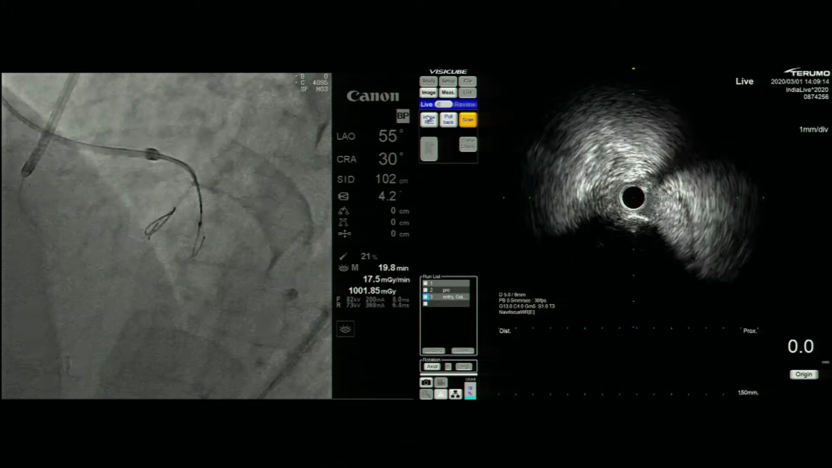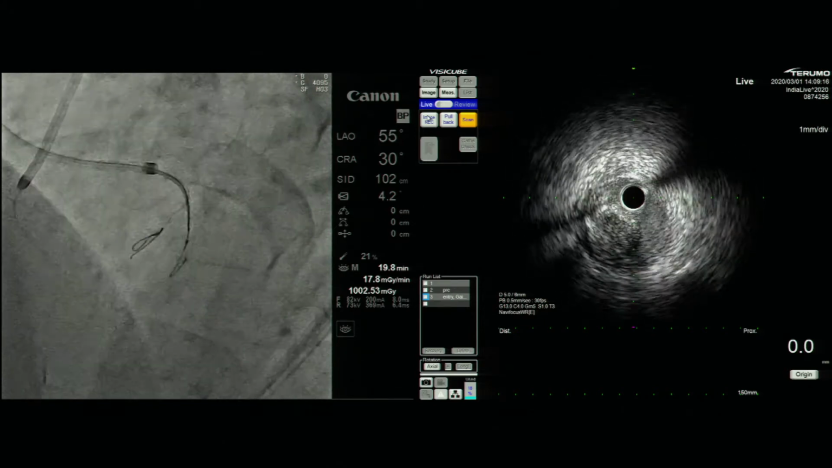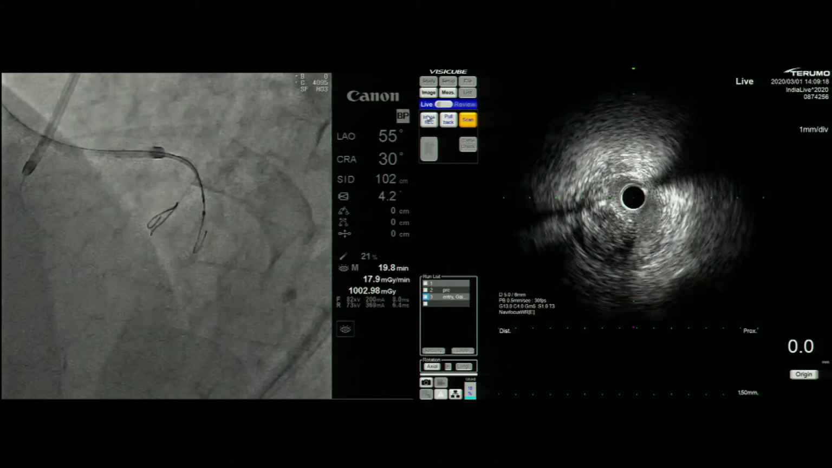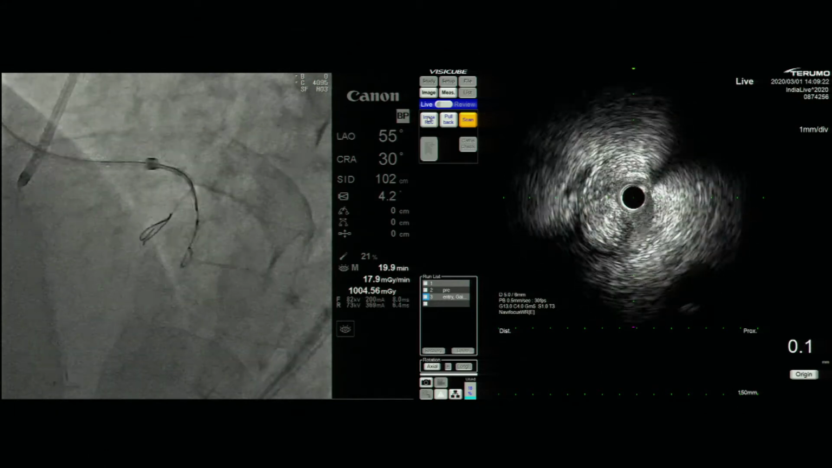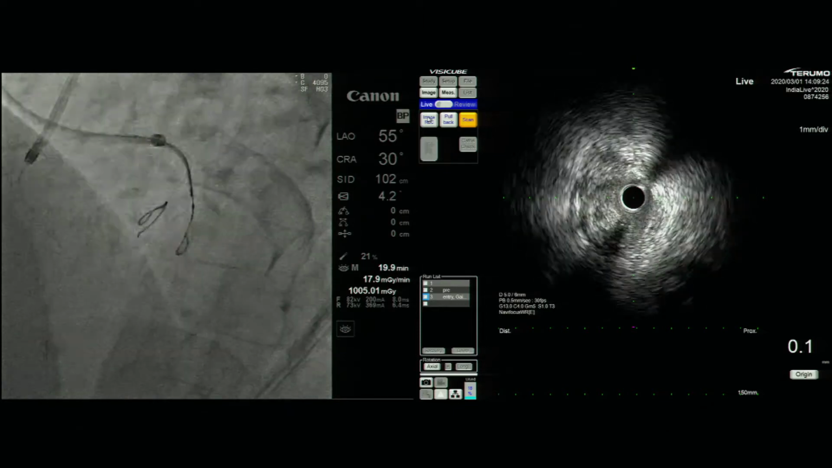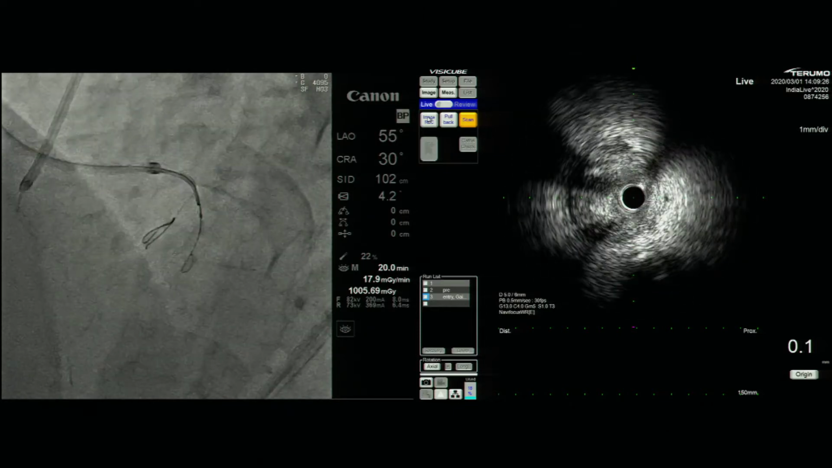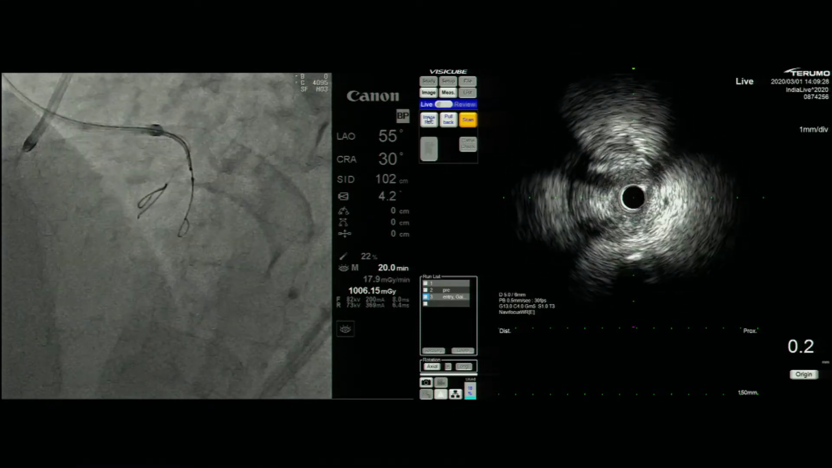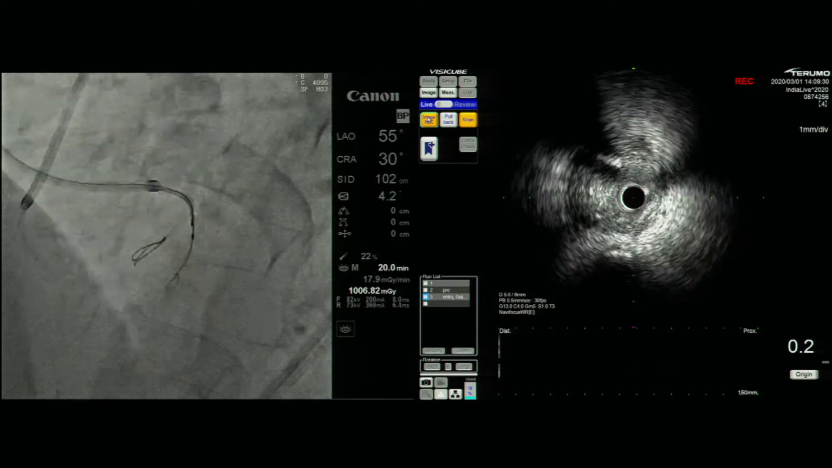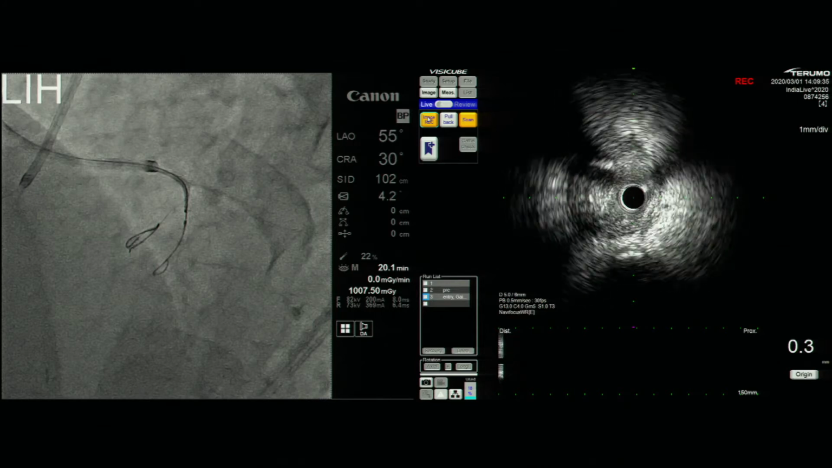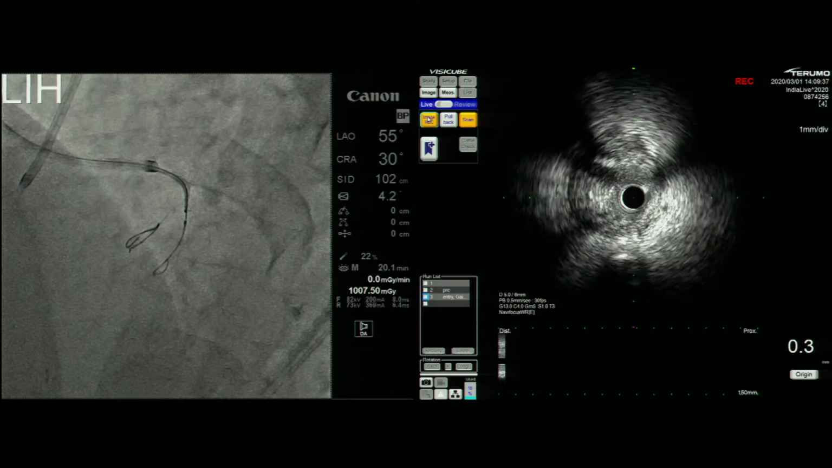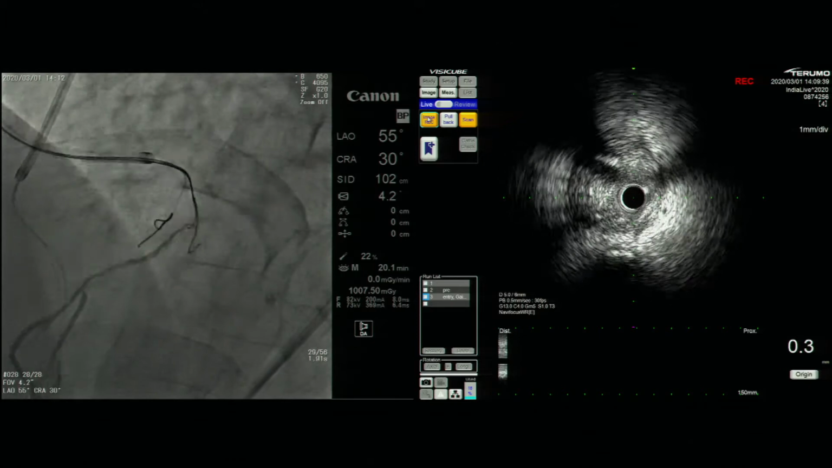Okay, so after getting into the occlusion, we're already in the subintimal space. So we have to change the wire course at the very proximal part. So you repuncture proximally. This is one of the advantages of the IVUS guided approach.